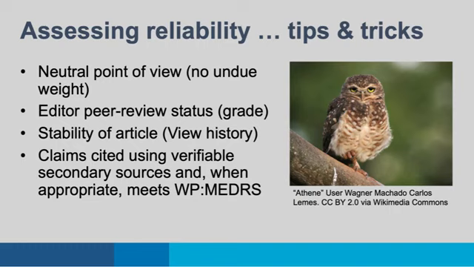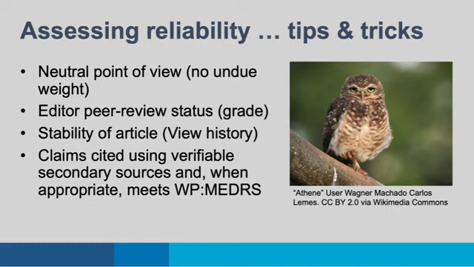Which leads me to a couple of tips and tricks on how you can evaluate information that you might find on Wikipedia, knowing that these guidelines are developed as aspirations. This is what the editorial community wants Wikipedia to be, but not all articles will meet the aspirational criteria. So this is the aim.